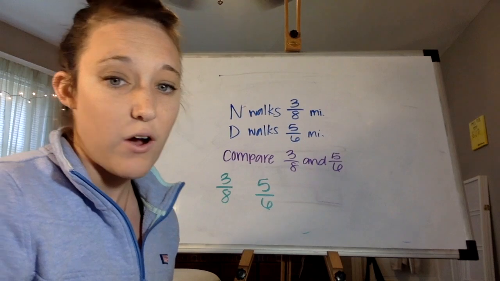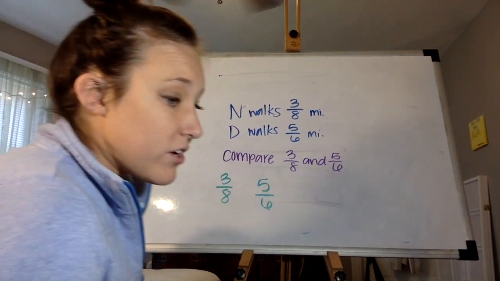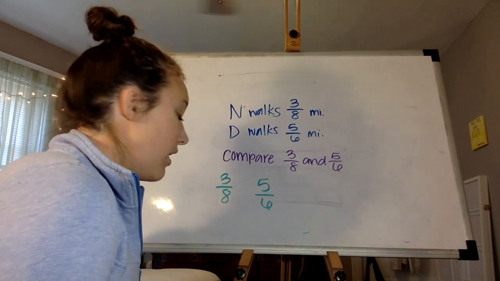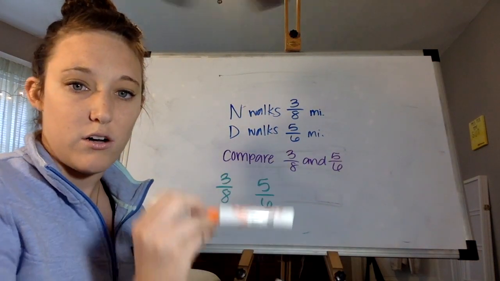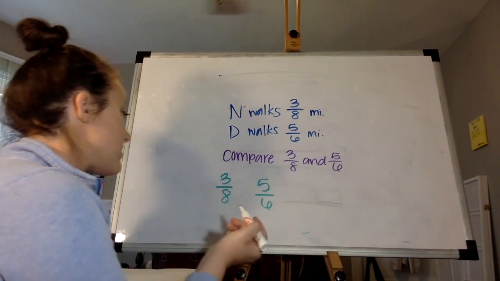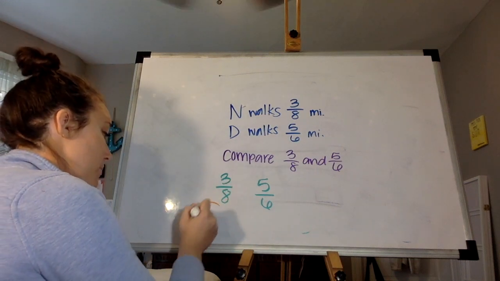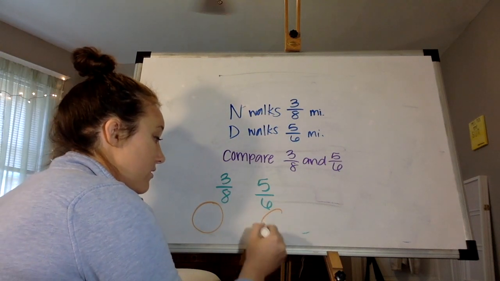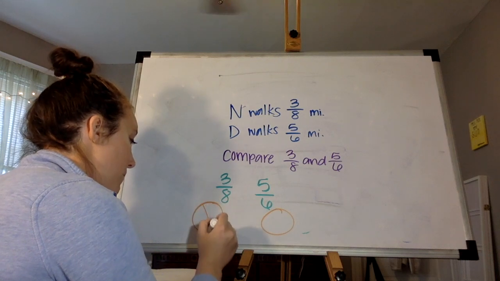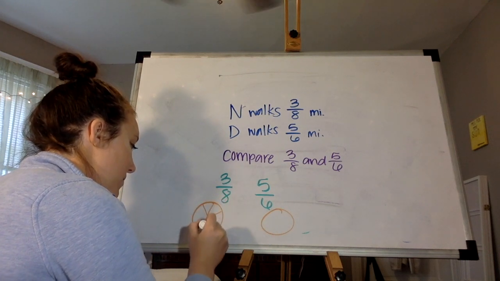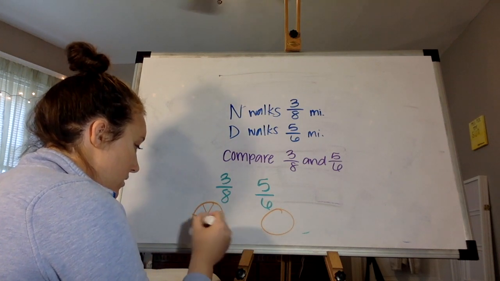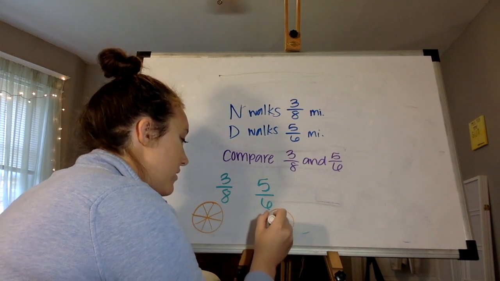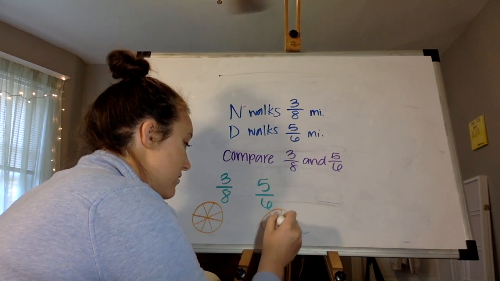How am I going to figure out which one is greater? Well, you can do a few things. You can always draw out your fraction strips. I'm just going to turn them into circles. Okay, so I'll make this one into 8s. We've got 8 there, and this one into 6.